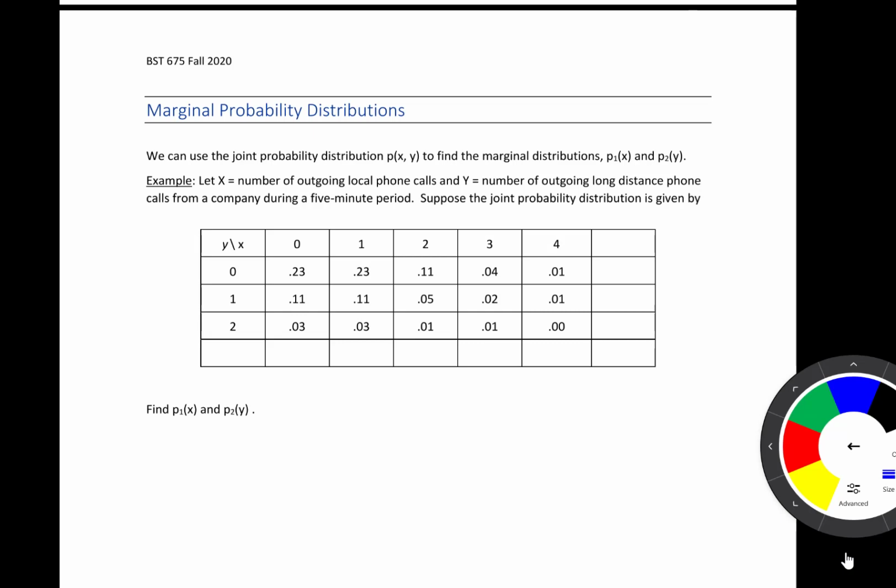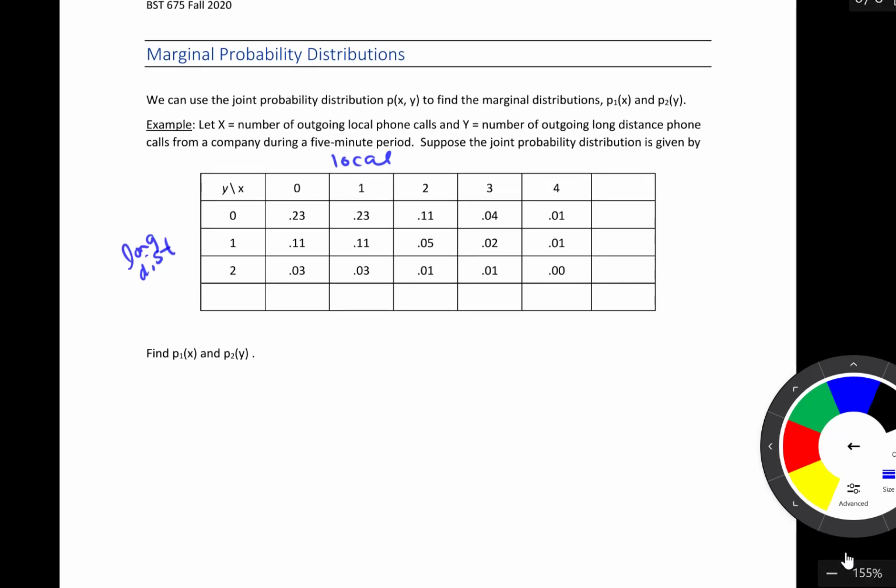So here we have x equal to the outgoing local phone calls, and y equal to the outgoing long distance phone calls from a company during a 5-minute period. And suppose that the joint probability distribution is given as follows. So again, x is going to be local phone calls, so we have x going this way, and this is long distance. Alright, so we could find the marginal distribution for x and the marginal distribution for y. In order to do this, what we're actually going to look at are the row and column sums for our table.